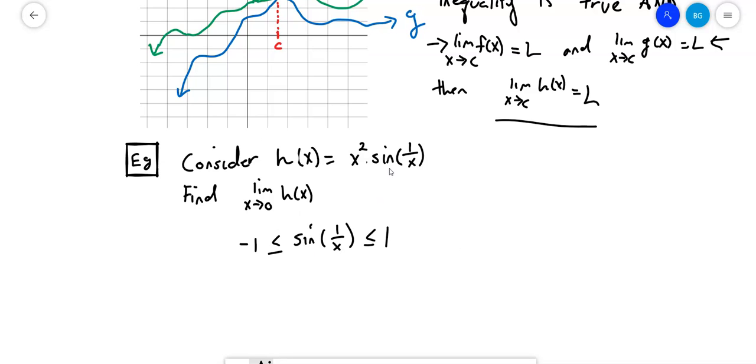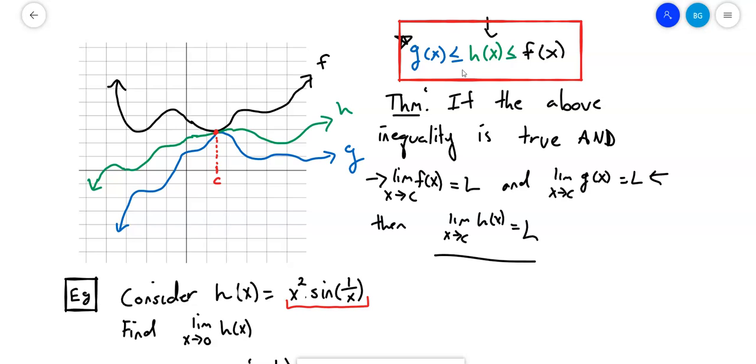Now, that's not exactly what we want. We want to look at x squared times that. So let's just multiply through by x squared. So we have negative x squared is less than or equal to x squared sine 1 over x, less than or equal to x squared. All I did was multiply through by x squared because even though I knew this fact about the sine of 1 over x, I don't really care about the sine of 1 over x. I care about x squared times the sine of 1 over x. So I just multiply through by x squared to get it exactly the way I want it to look. But look what I've done now. I've created this inequality that the squeeze theorem relies on.